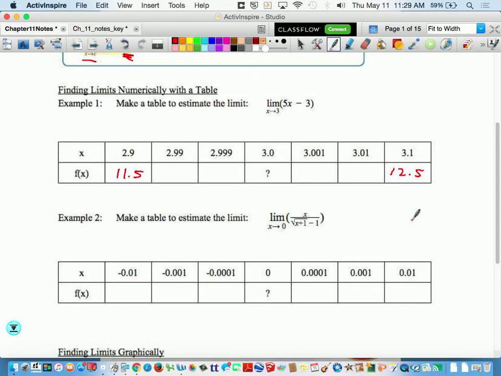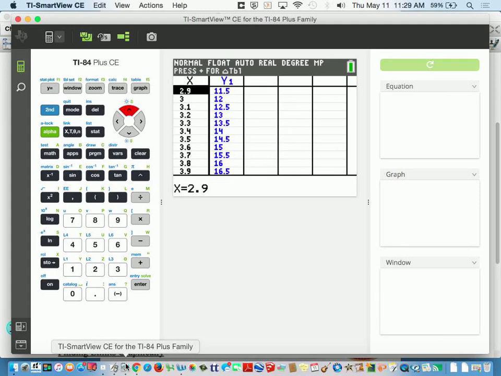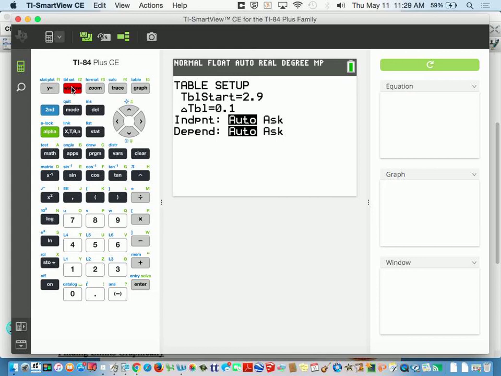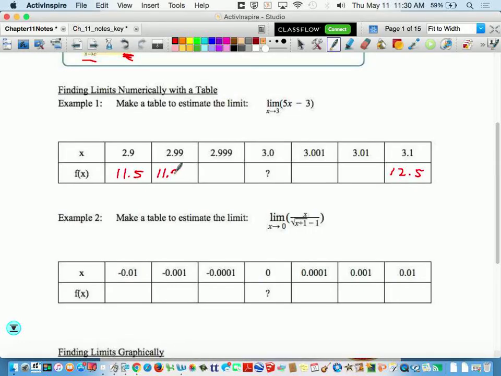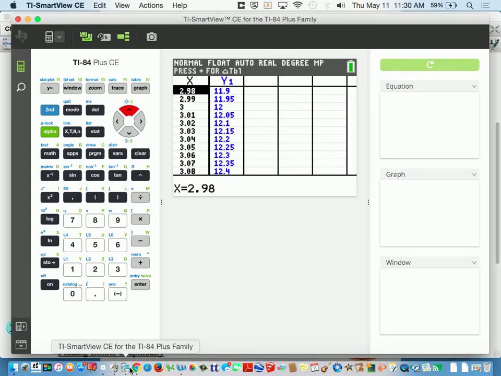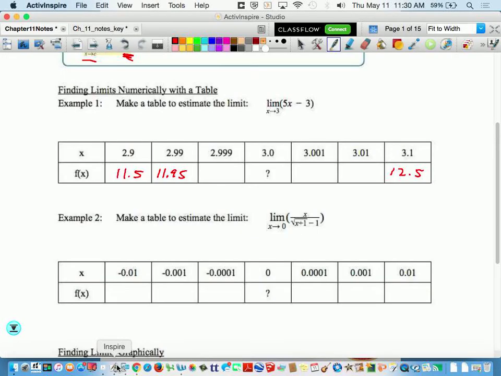Can you get closer than 2.9 and 3.1? Yep, you can call it 2.99 and 3.01. So on my calculator, I can go second window, and I want to start at 3 or get close to 3 again, but I'm going to go 0.01. Then when I go back to second graph, go to the table, you can see 2.99 and 3.01. So this is 11.95, and the 3.01 is 12.05.